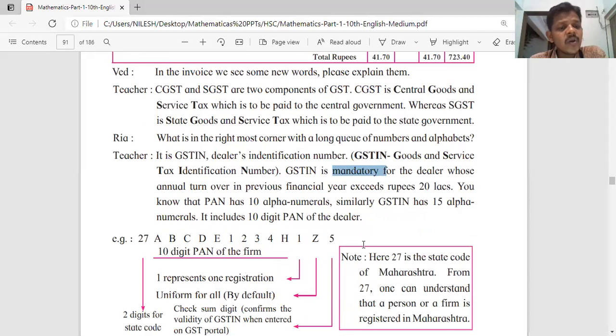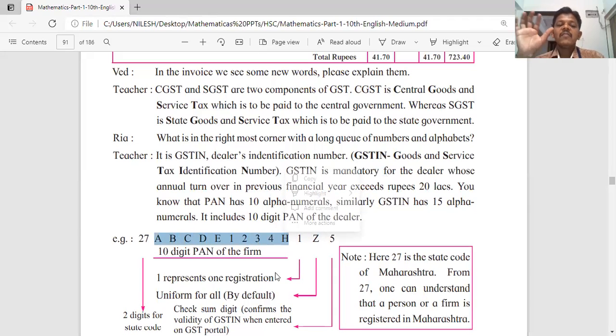So the GSTN number also has 15 characters. Now again, how long is the GSTN number? It is 15 alphanumericals. Means what? It has a total of 15 characters, in which a few are alphabets, a few are numbers. Now see how. This number: 27 ABCDE 1234H. Now this is actually your PAN number. These 10 characters: 5 alphabets, 4 numericals, 1 more alphabet. It is already there with you, permanent account number.